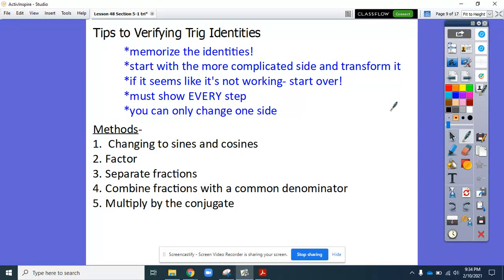Second thing says start with the more complicated side and transform it. So typically I want to start with the side that looks harder, and that's the one that I want to change around. If it seems like what you're doing is not working, don't be afraid to start over. You should be using a pencil or a whiteboard marker, something that you can erase, because you might try something and be doing really good math, but it doesn't get you to where you need to go. So you have to start over, and you can't be afraid to do that.